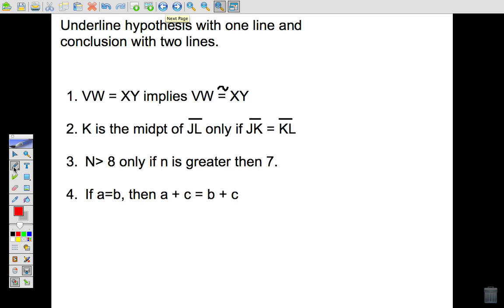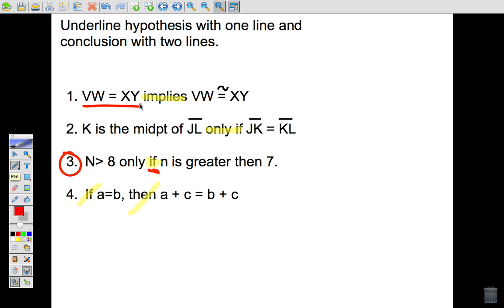All right, number 1, it says underline the hypothesis with 1 line and the conclusion with 2 lines. Let's take a look at number 1. Implies. Now I'm going to look at these 4 things, and I'm going to highlight the keywords: implies, only if, then. Now which one of these 4 is the one where the conclusion comes first? Hopefully you said this one, where you just have the word if. So all the rest of them, the hypothesis comes first.